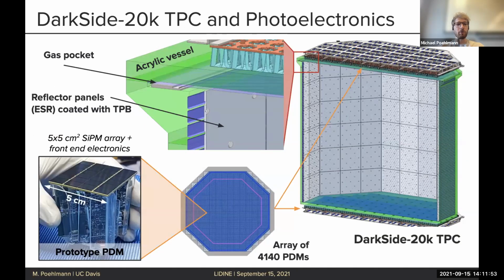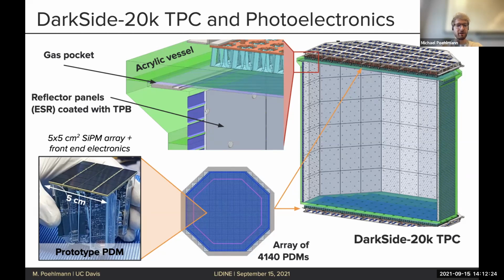So we've incorporated a lot of novel technologies into DarkSide 20K. Some of which are: the TPC vessel is composed of acrylic, and we are using reflective panels that are made from an enhanced specular reflector film, which is called ESR. And this is coated with TPB, which shifts the liquid argon UV scintillation light from 128 nanometers to the blue visible regime.